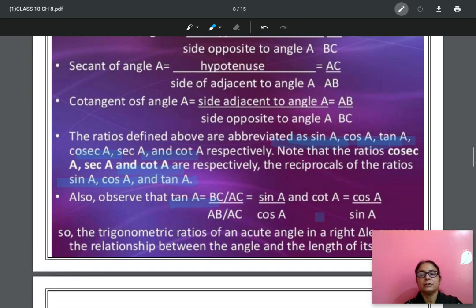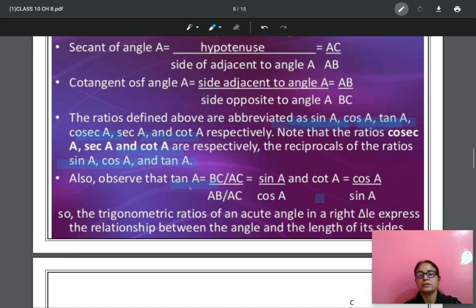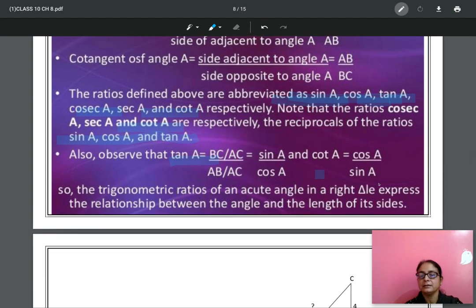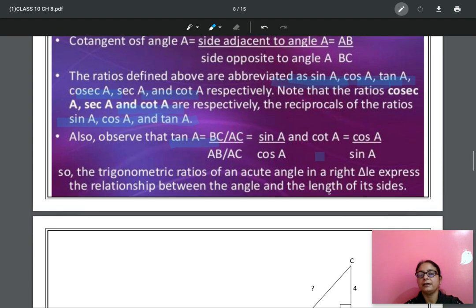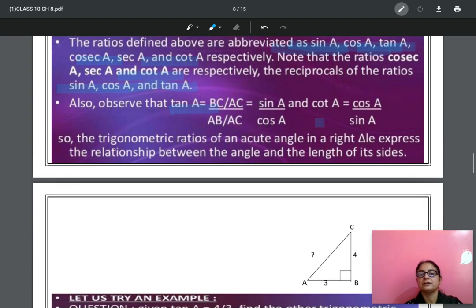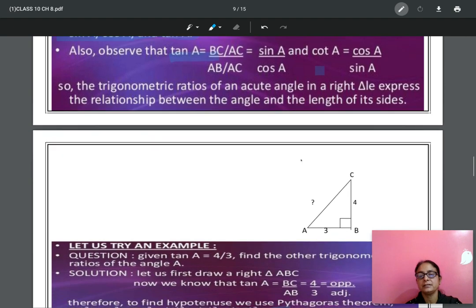From the above ratios, it is also observed that tan A is equal to sine A by cos A, and cot A is equal to cos A by sine A. These are identities which will be used further on. Now you have seen all six ratios of an acute angle in a right angle triangle. They express the relationship between the angles and the lengths of its sides.